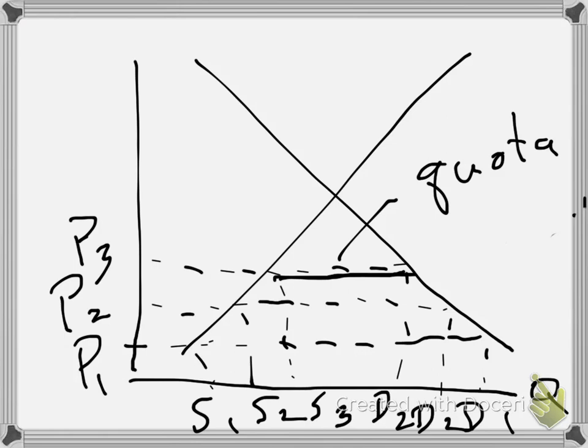So that's basically the thought process that you go through for seeing what the effects would be of a binding quota, a quota that's smaller than the amount of imports that would be demanded at the world price P1 that we started with.